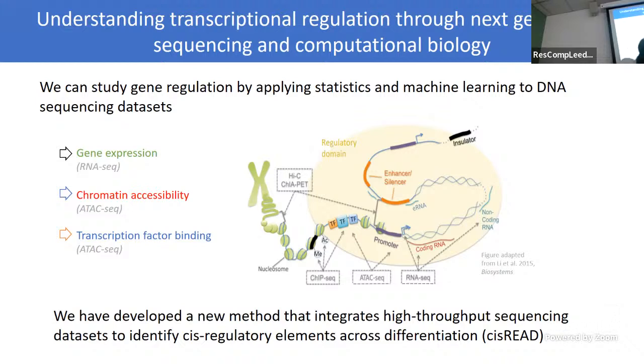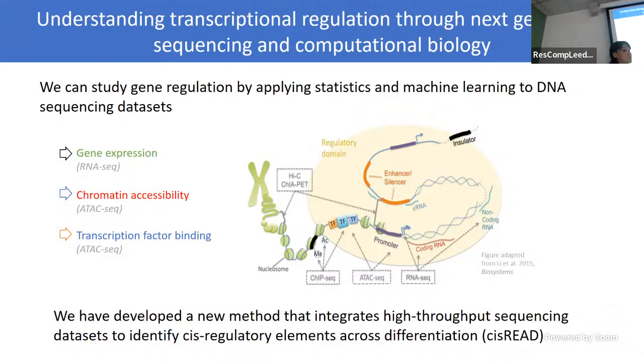So the first of which is RNA-seq. RNA-seq measures the transcription of every gene in the genome in a cell population, and using this we can quantify gene expression. And the second one I want to talk to you about is ATAC-seq. That stands for assay for transposase-accessible chromatin, and it measures a property of DNA called chromatin accessibility.